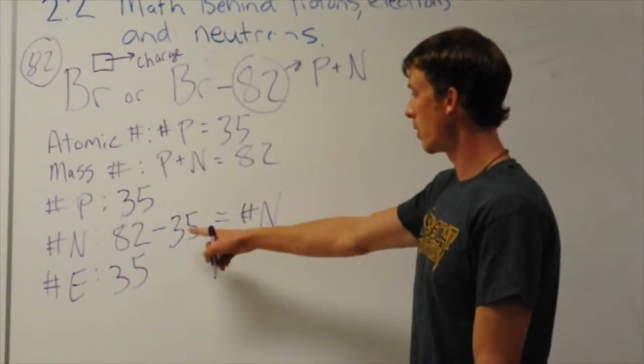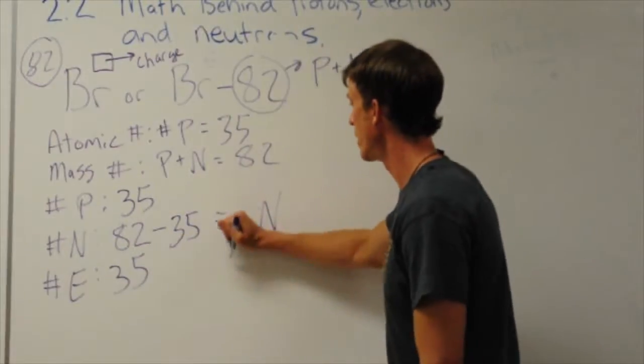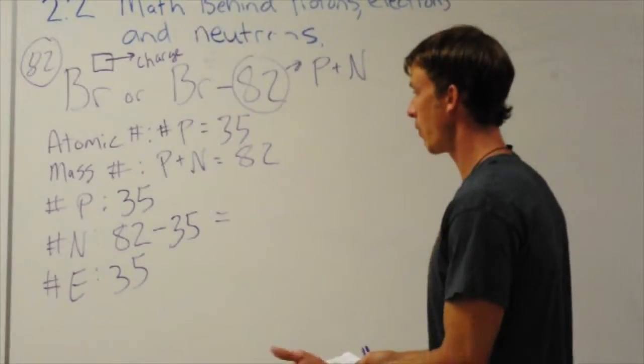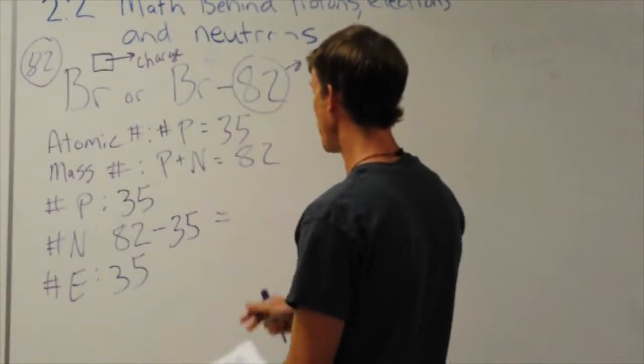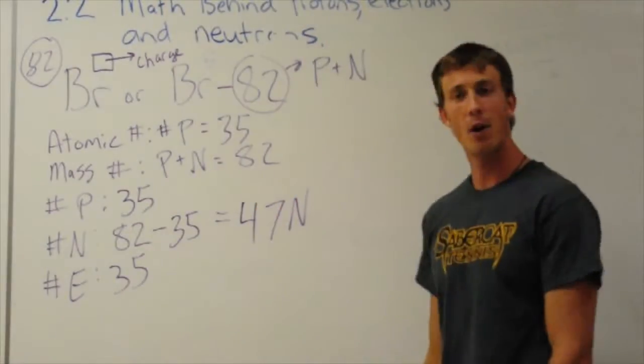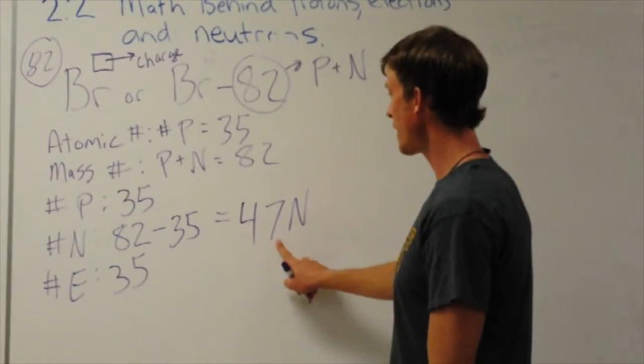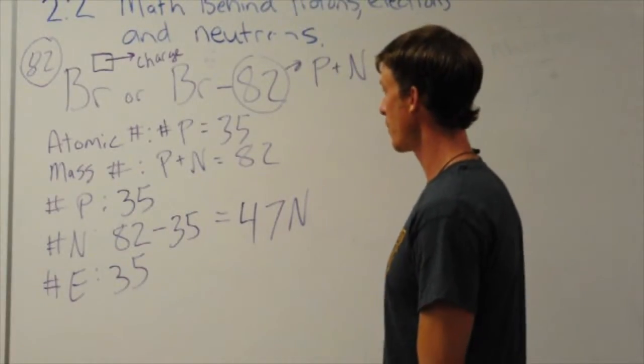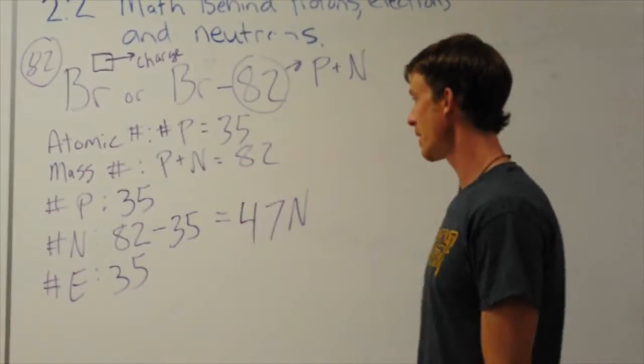So now I just have to do some subtraction. So 82 minus 35: 45, 55, 65, 75. We got 47. 47 neutrons. Glad I know how to do math. All right. So 47 neutrons is that number because 47 plus 35 is 82.